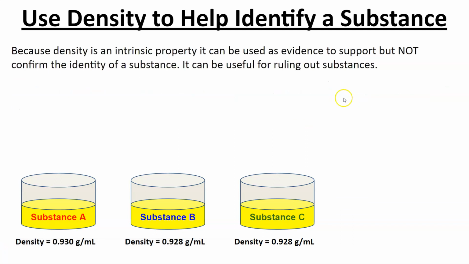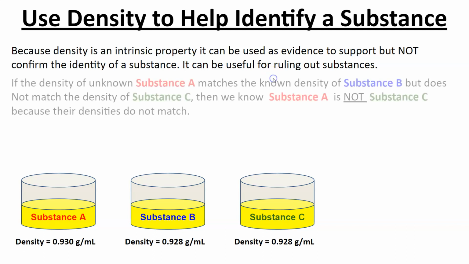Sorry, there was a typo there. Going back to this, density is an intrinsic property, and it can be used as evidence to support but not confirm the identity of a substance. We'll see that in a moment. It can be useful, however, for ruling out substances.